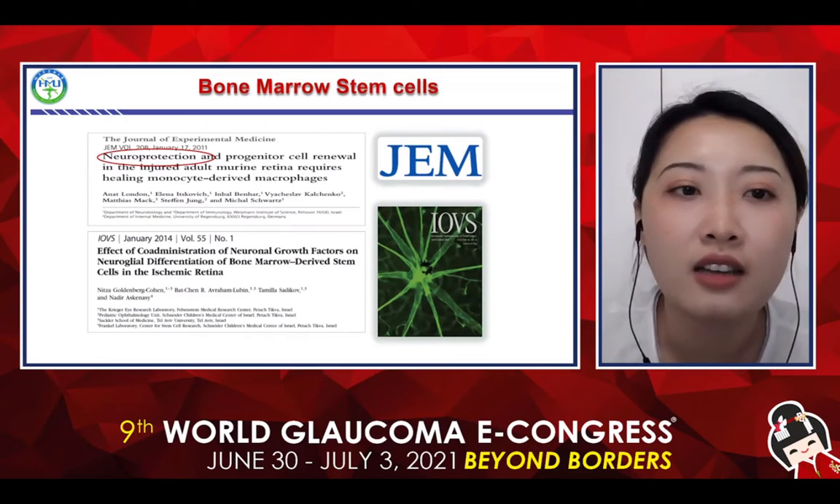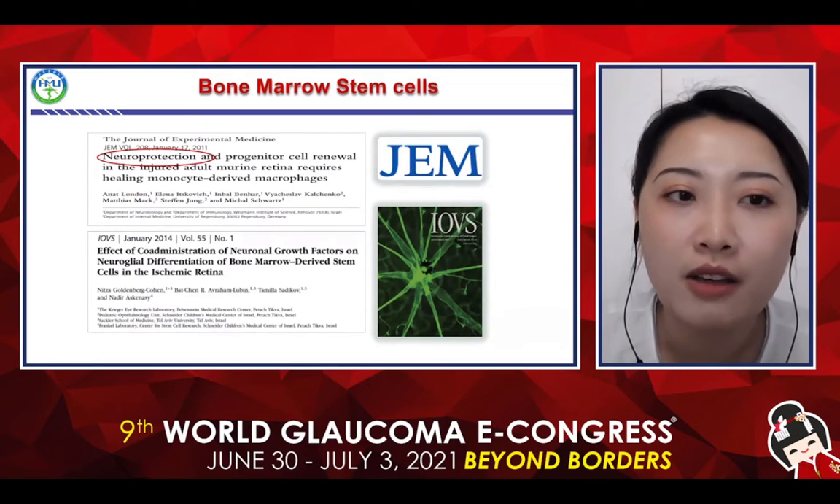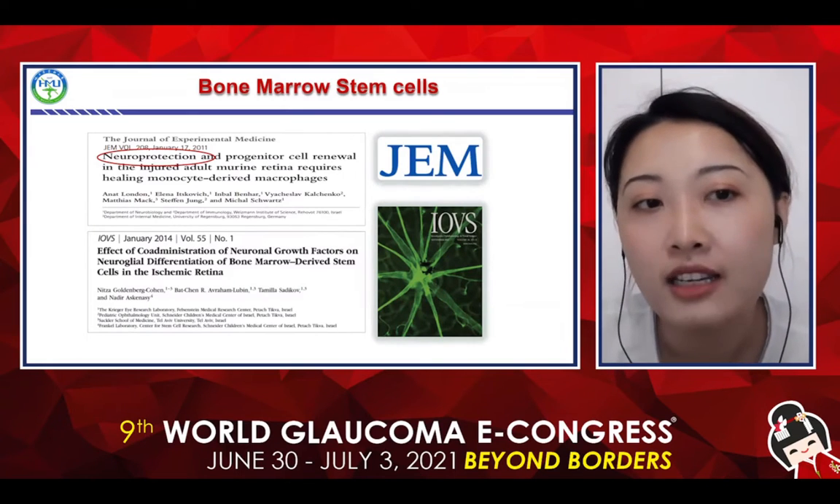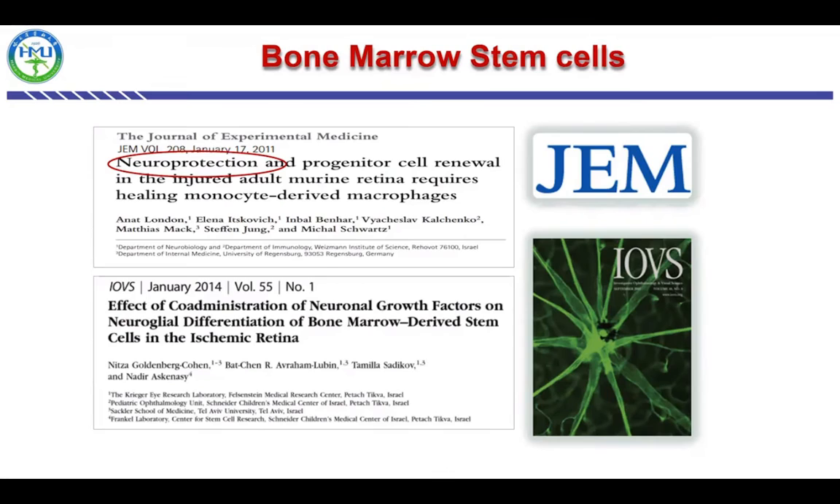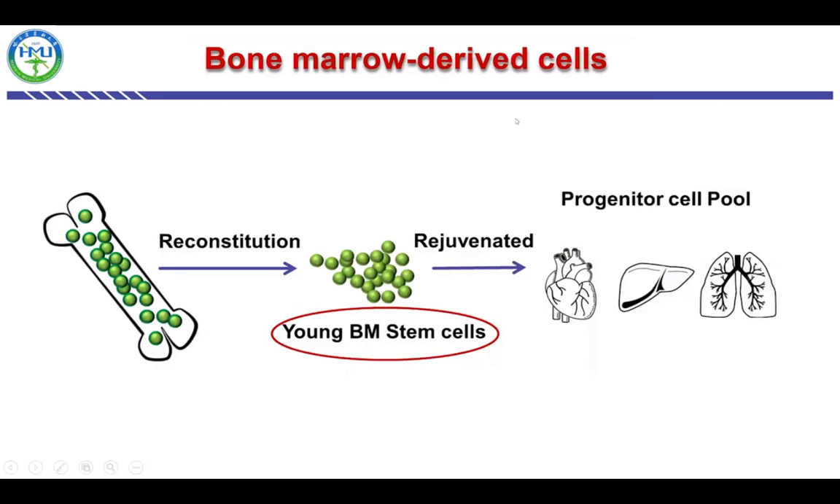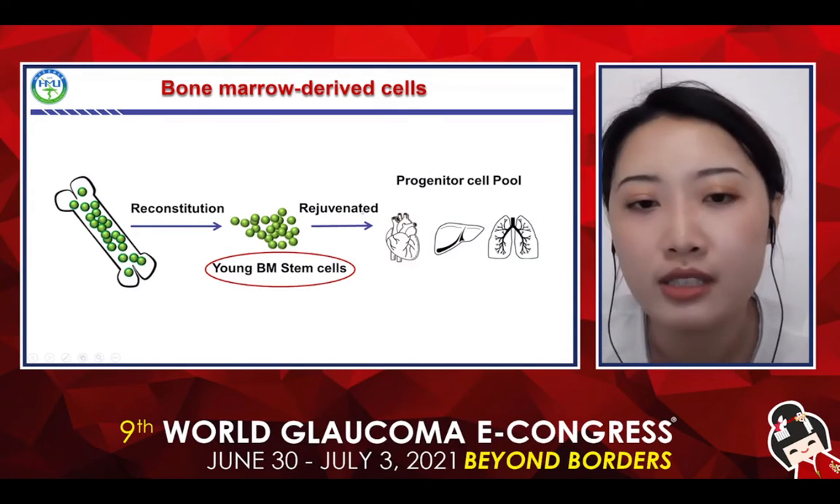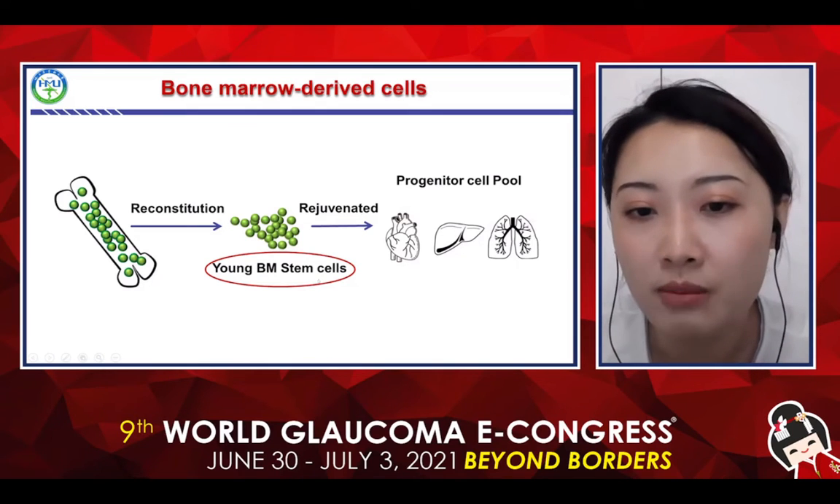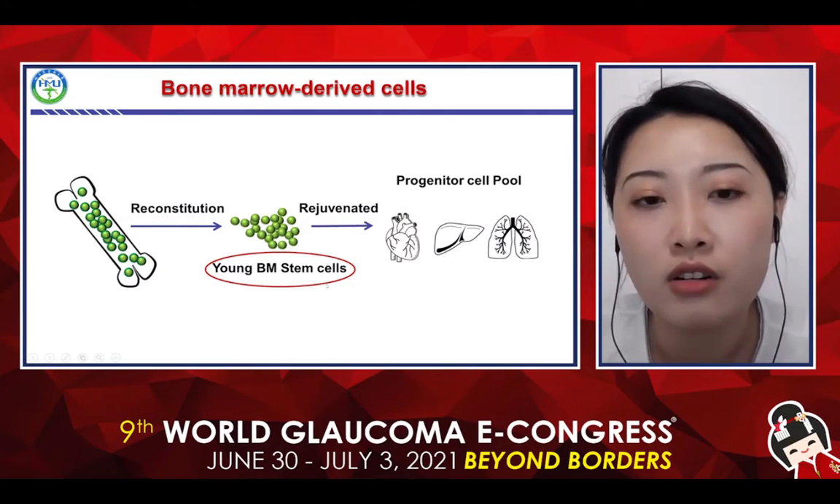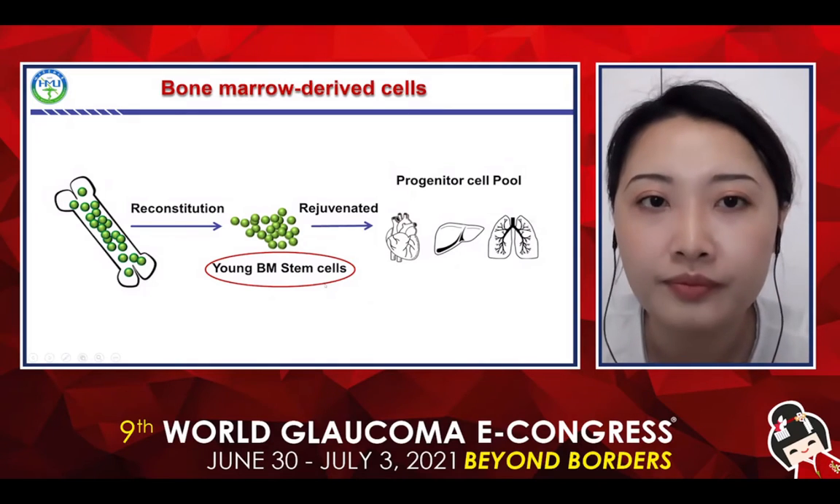During the last 10 years, bone marrow stem cells have been widely investigated, and these outcomes suggest that these cells could be endogenous neuroprotective factors in treating retinal neuropathies. Numerous studies show that bone marrow derived cells could be homed to repair injured tissue, and young bone marrow stem cells have a stronger power of regeneration.